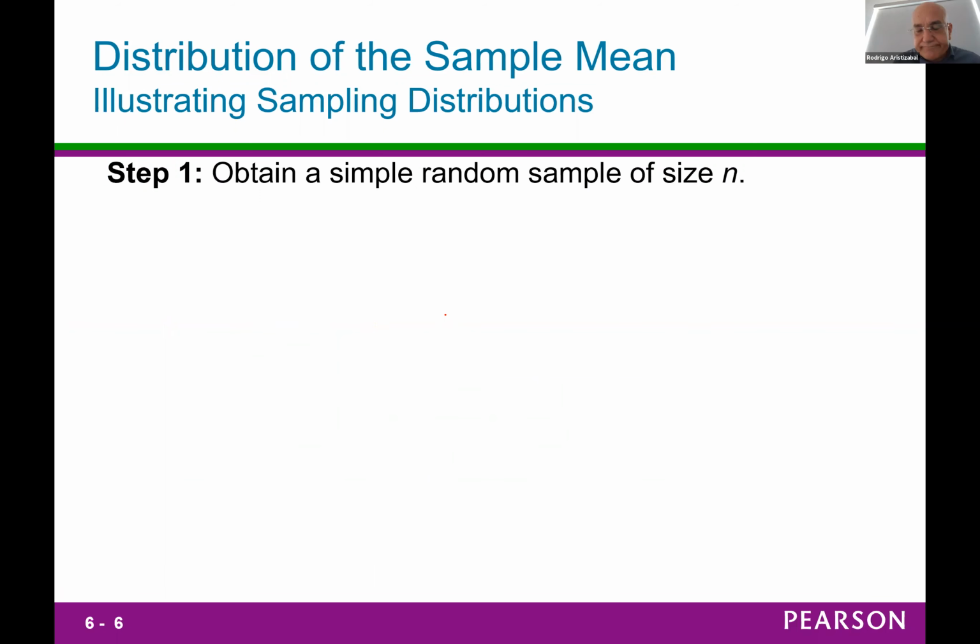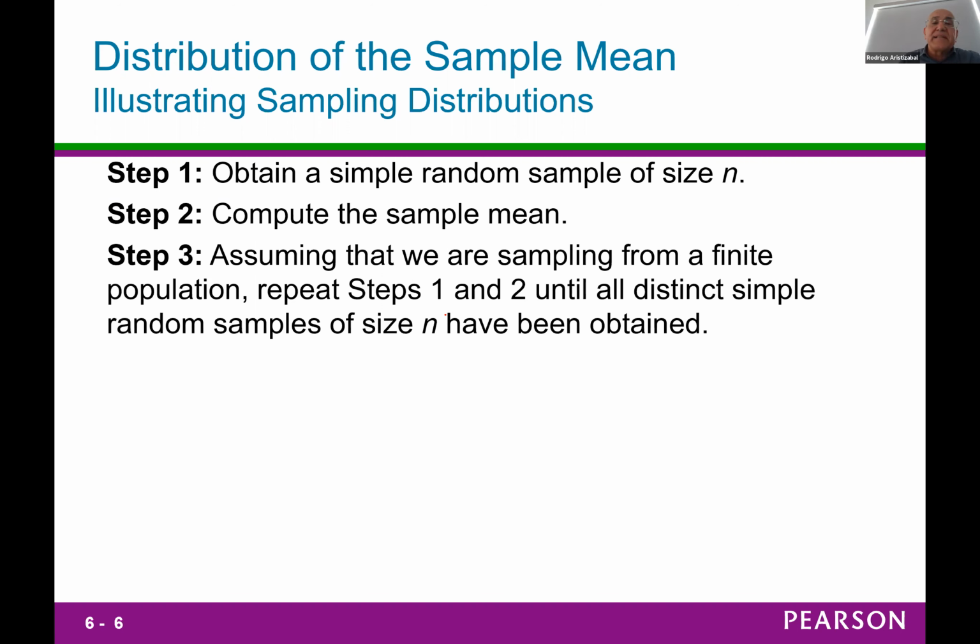How can we do that? First of all, we need to obtain the first sample of size n, and we compute the mean for this sample. After that, we continue taking samples of the same size, all of them of size n, and compute the corresponding sample means. Actually, the idea is to obtain all possible samples of the same size to analyze how those data are distributed, how those sample means are distributed.